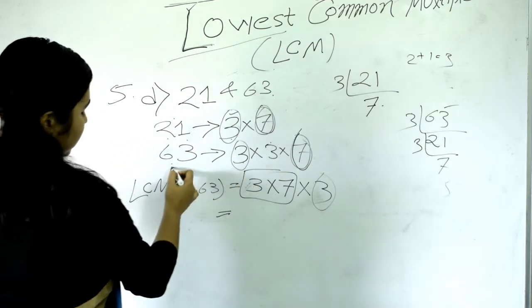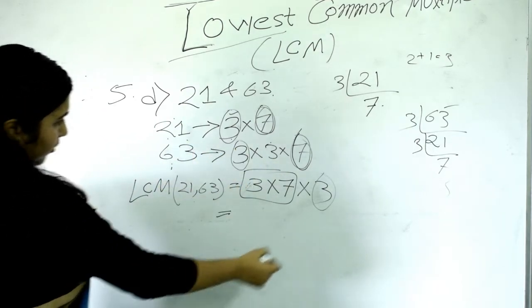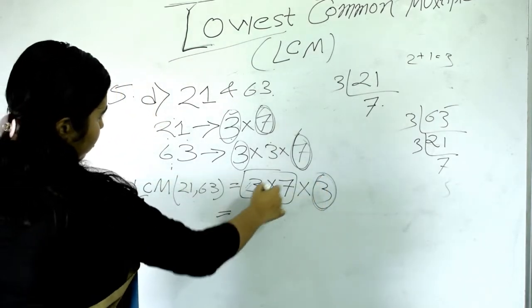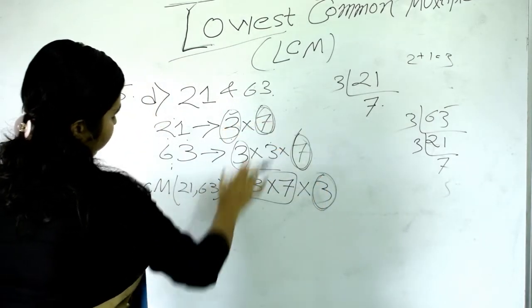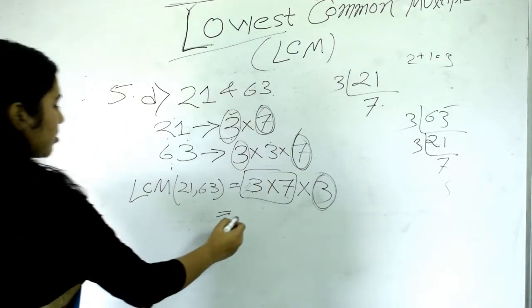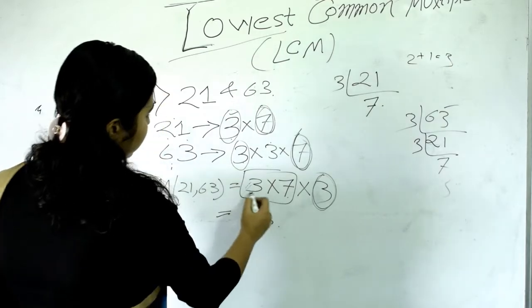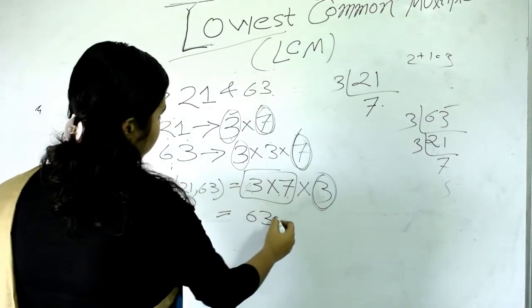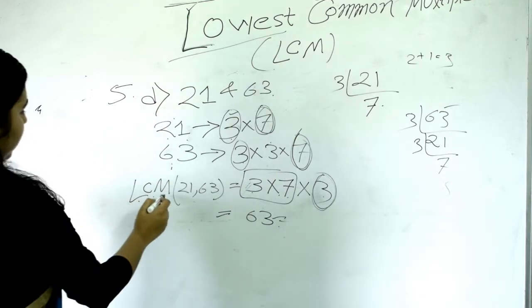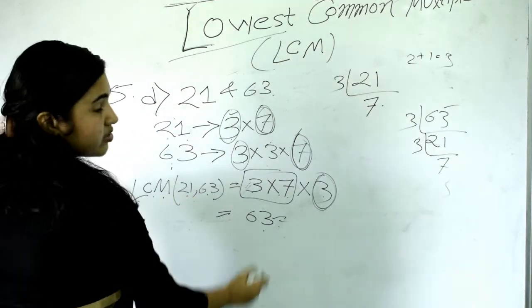Whether it is a factor of 63 or 21, we have to take the others at the end of the common factors. So 3 7s are 63. 3 into 7 into 3, answer is 63. That means the least common multiplier of 21 and 63 is 63 itself.